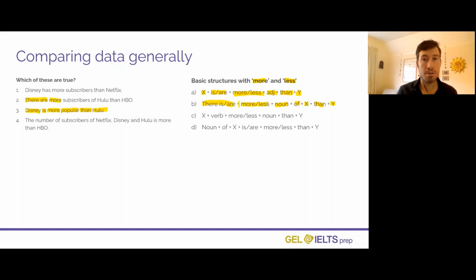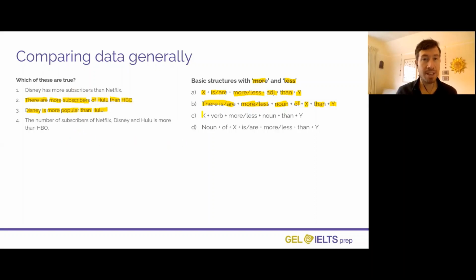More here. A noun, the noun here is subscribers. Then we've got of. When we're connecting 2 nouns together, we need to use the preposition of. And then we've got X, which is Hulu here. And we've got than. And then we've got Y, which is HBO. We can see there. So that's another structure when you want to compare nouns. And the thing we're comparing in this situation is the noun subscribers. In the previous example, the thing we were comparing was the adjective popular. So there are 2 different structures for comparing.